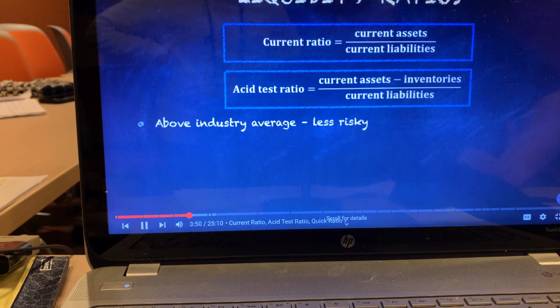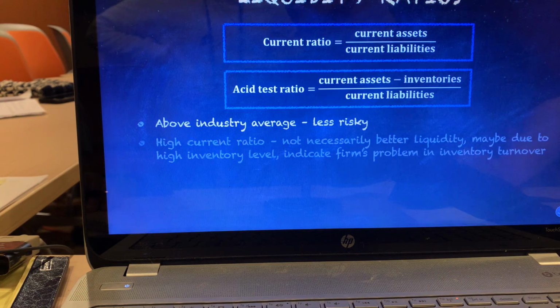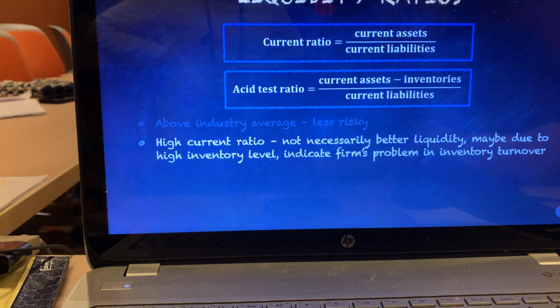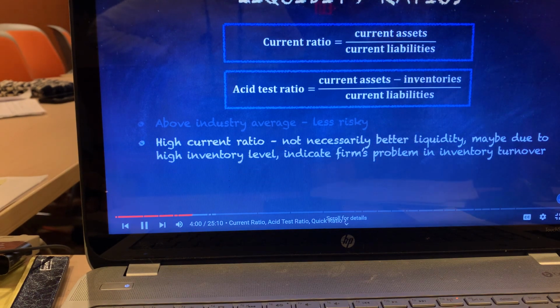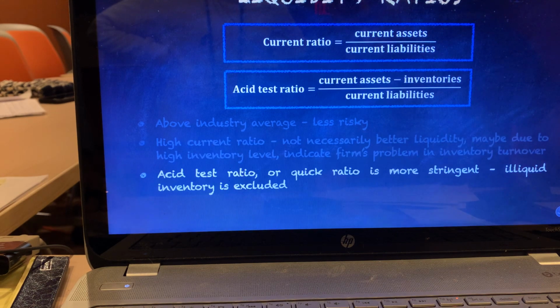For current ratio, the higher the better. However, sometimes a high current ratio is not necessarily showing better liquidity. It could be due to a high inventory level that causes current assets to increase, indicating a firm's problem in inventory turnover. That's why we have another formula for liquidity, the acid test ratio, or quick ratio, which is more stringent as the illiquid inventory is excluded from the current assets.